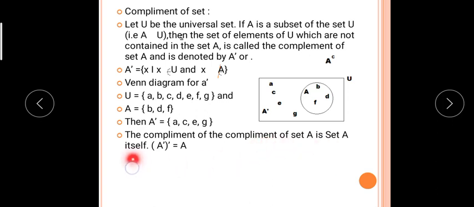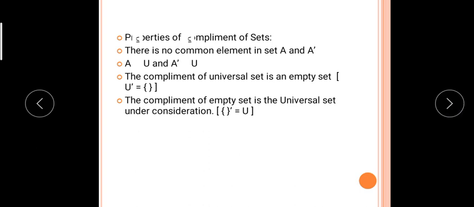Now the complement of the complement, double complement I am saying. The complement of A complement is A only. Look, how to write it: A complement in brackets, again you have to write the complement, is equal to A. This dash symbol is read as complement. Okay students. Now some properties I am going to explain to you.